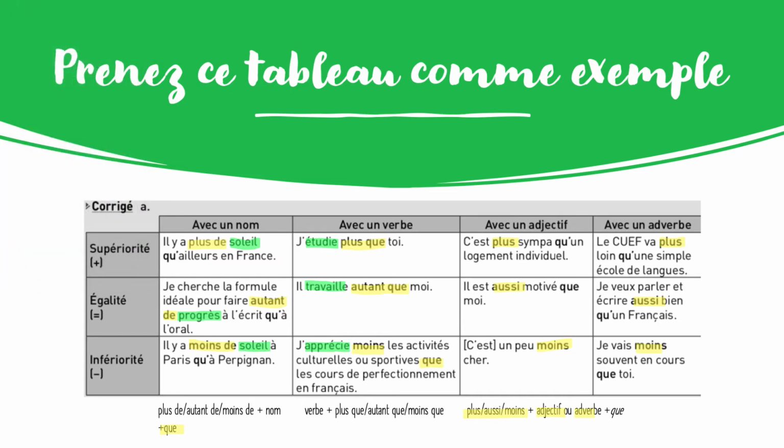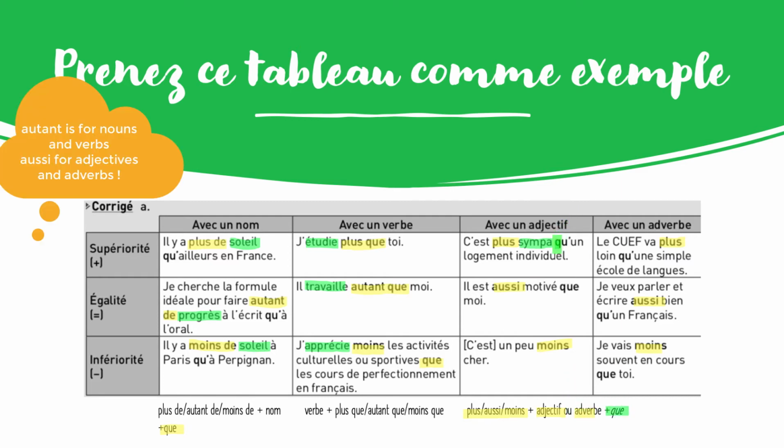Now let's see where are our adjectives. Again, we are comparing adjectives and nothing else. C'est plus sympa qu'un logement individuel. Here is our adjective. If we go back to the formula, we have our connective word, and because it's an adjective, I don't have the de here. Remember, I will only have the de if we're talking about nouns. Qu'un logement individuel. So you have your que right after your adjective.